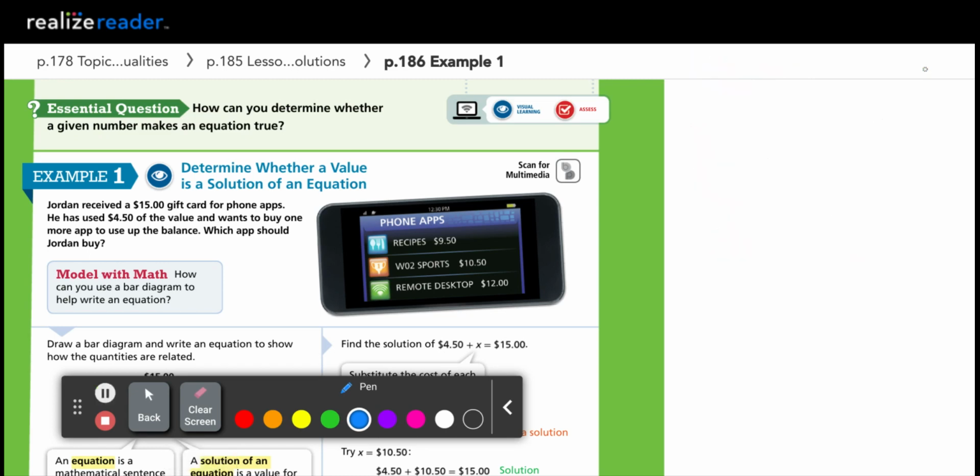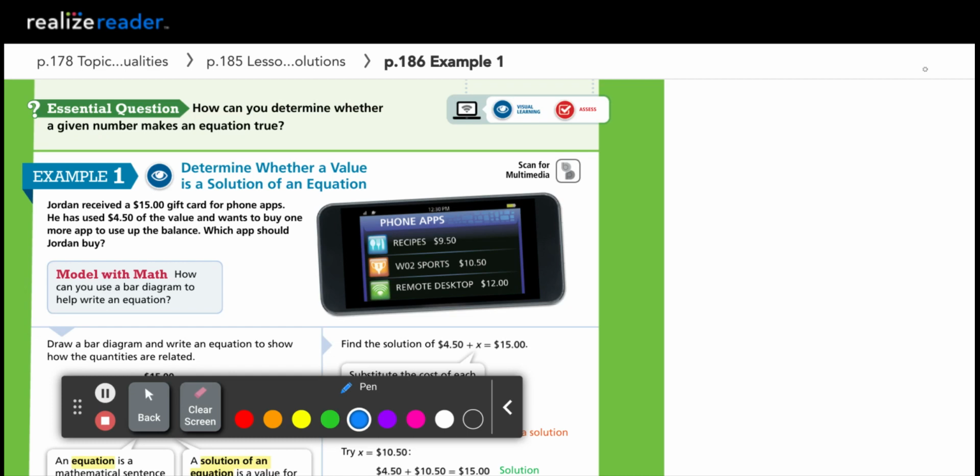So if we look at example 1 here, it says that we're going to determine whether a value is a solution of an equation. So the word problem says, Jordan received a $15 gift card for phone apps. He has used $4.50 of the value and wants to buy one more app to use up the balance. Which app should Jordan buy? So they say we're going to model this with math. They want us to use a bar diagram.